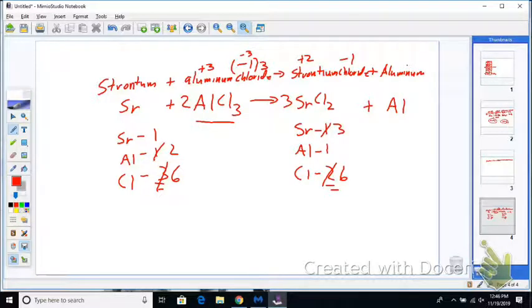Or 3 strontiums, I'm sorry. Then on the other side, I've got 1 and 3. So I put a 3 in front. And on aluminum, I've got a 2 here and a 1 here. So if I put a 2 in front of that, that changes that to 2. And 3, 2, 6. So it balances. So it's 3, 2, 3, 2. Questions? That would be a pretty easy one on the quiz tomorrow. So we can kind of go from there and see.